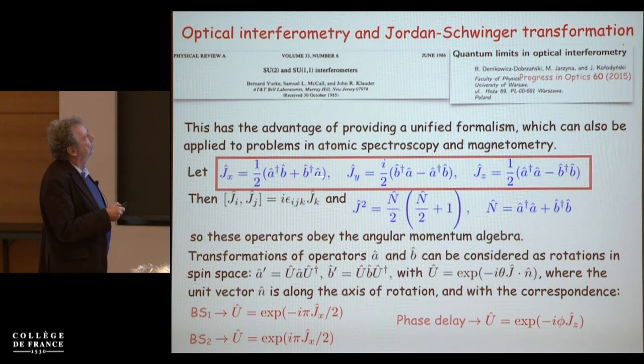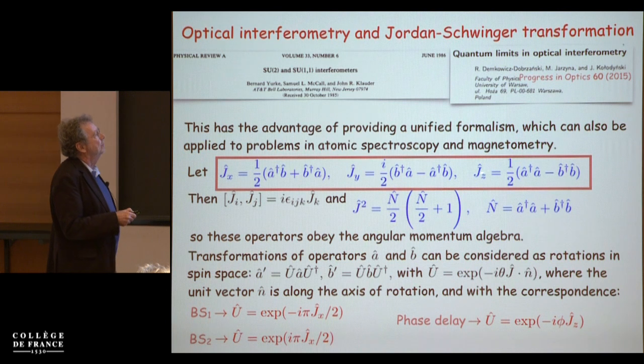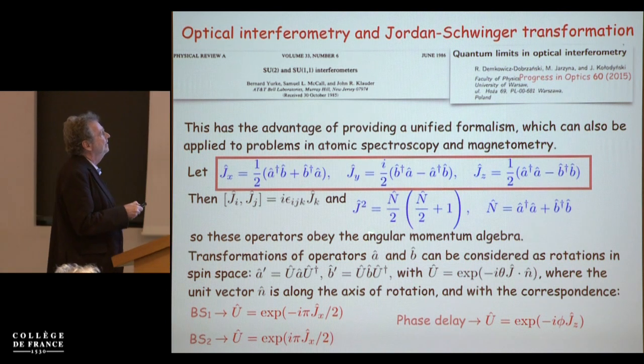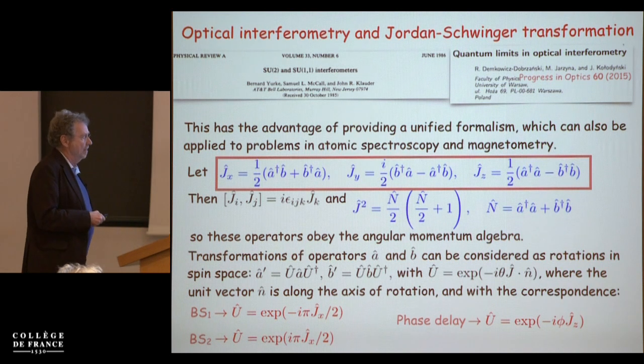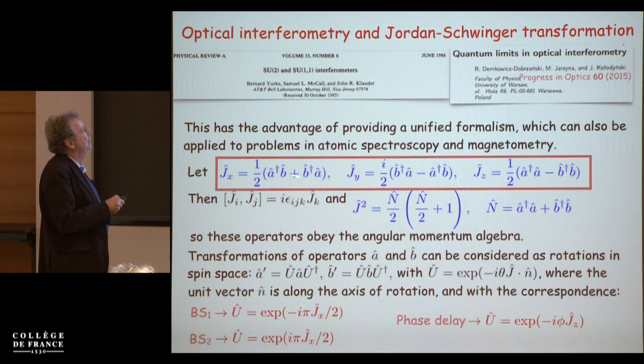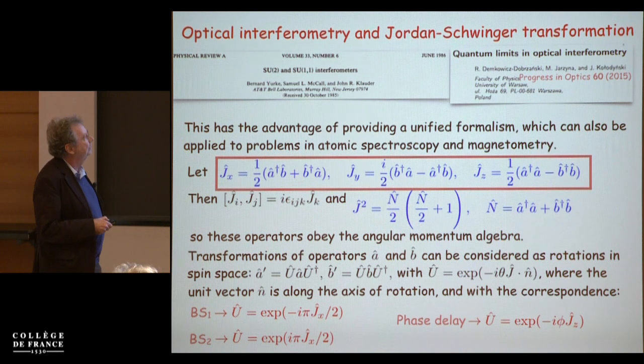It's easy to show that these operators defined in this way satisfy the usual angular momentum commutation rules. Furthermore, if you square the angular momentum operator, that's the sum of Jx squared plus Jy squared plus Jz squared, you find that it's given by this expression, where n is just the total number of photons. So it's the number of photons in mode A plus the number of photons in mode B. So you see that J is indeed an angular momentum operator. It satisfies all the properties.